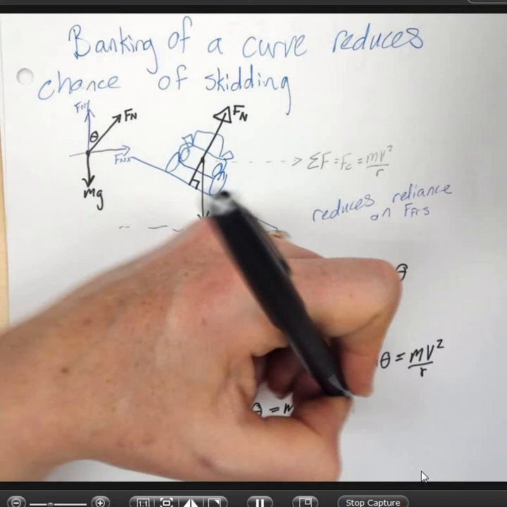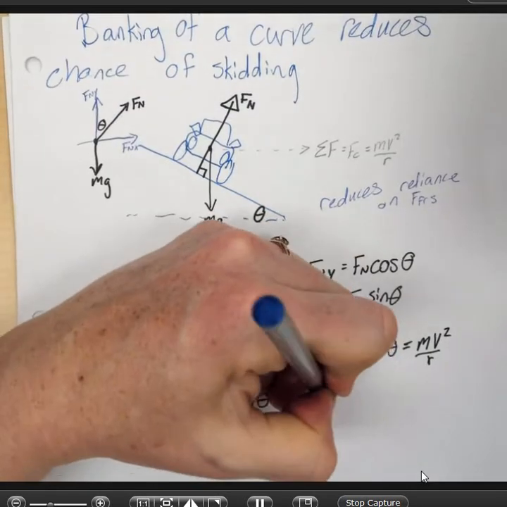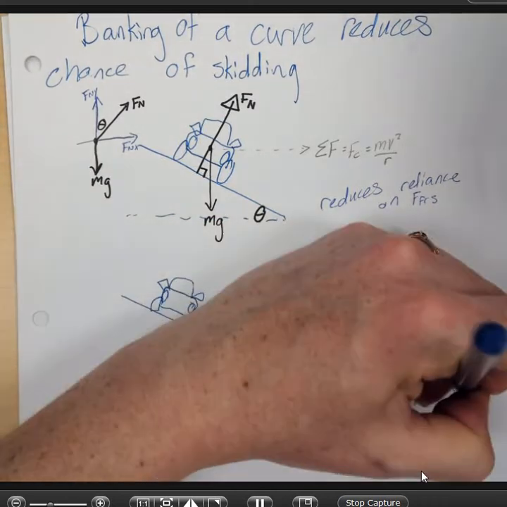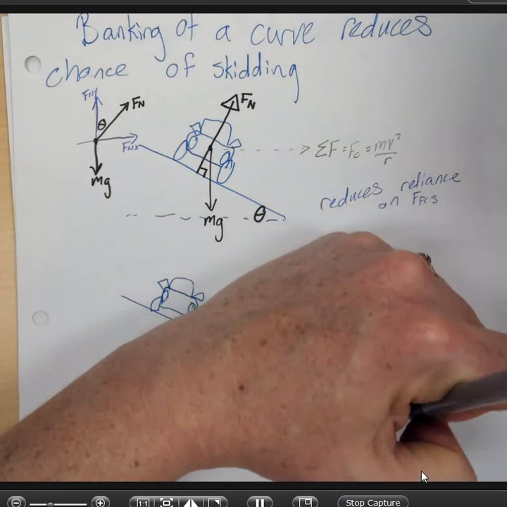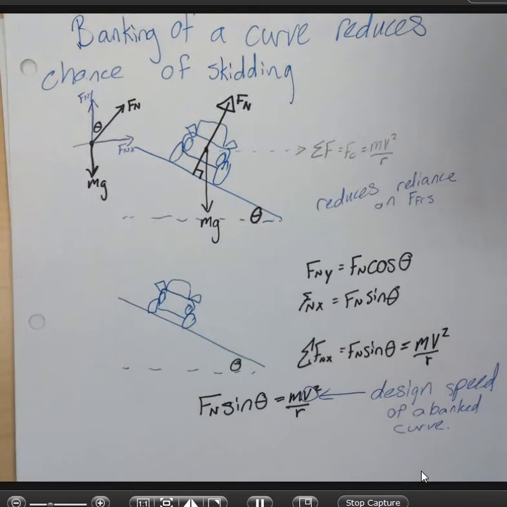all right, this velocity right here is called the design speed of a banked curve, which is great because the design speed for a banked curve is a speed at which you're not going to need to or depend on friction. This is really great for especially dangerous roads or roads that get icy and have lower amounts of friction that can be offered between the tires and the road.